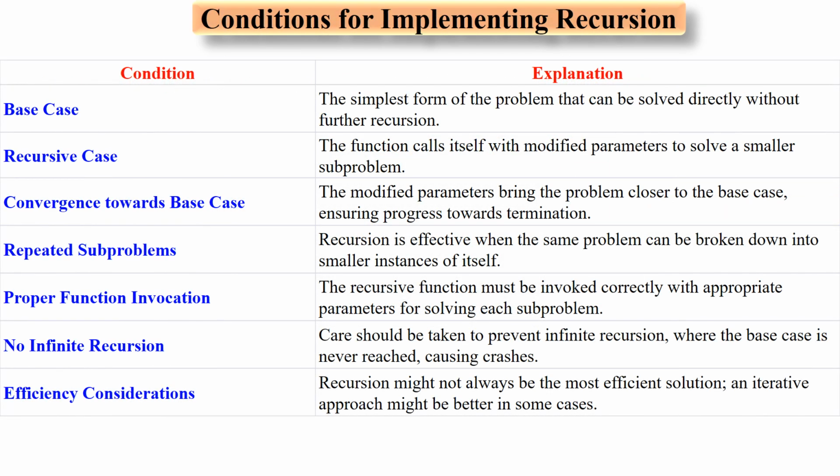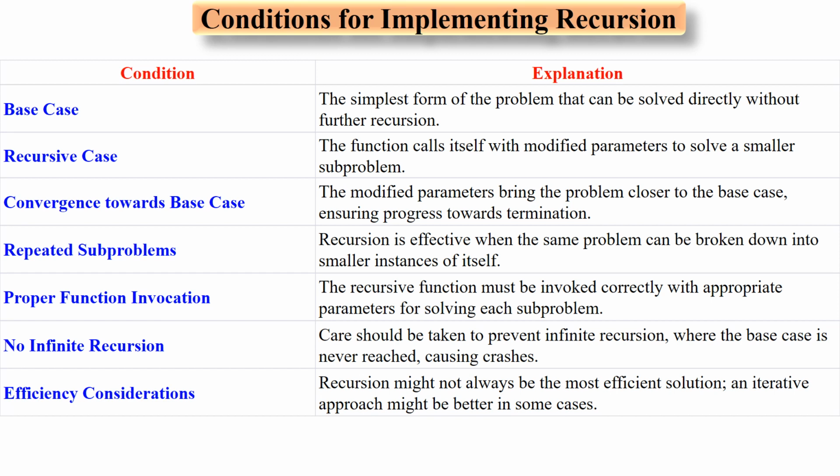Let's see the conditions for implementing recursion. Base case: recursion requires a stopping point, called the base case, which represents the simplest form of the problem that can be solved directly without further recursion. Recursive case: the function calls itself with modified parameters, allowing it to break down the problem into smaller subproblems to be solved.